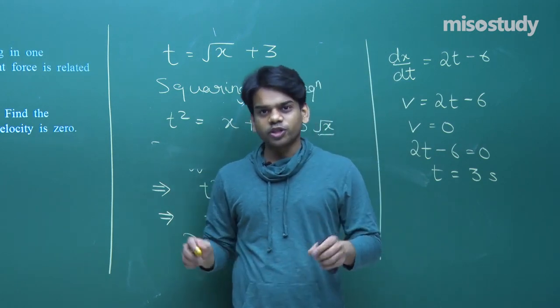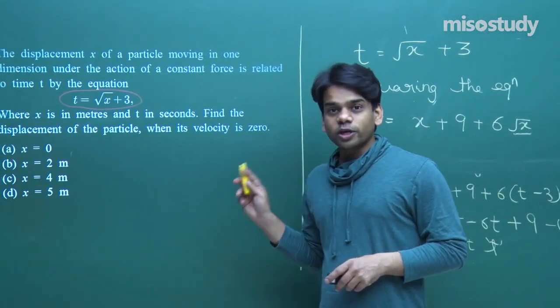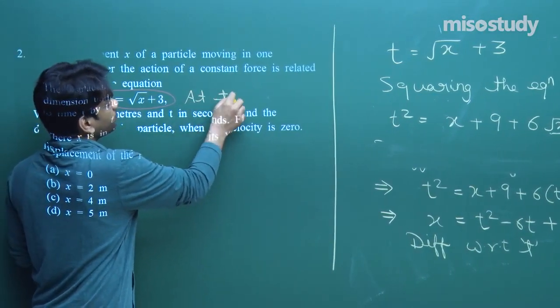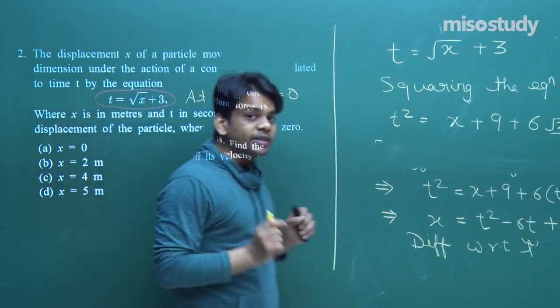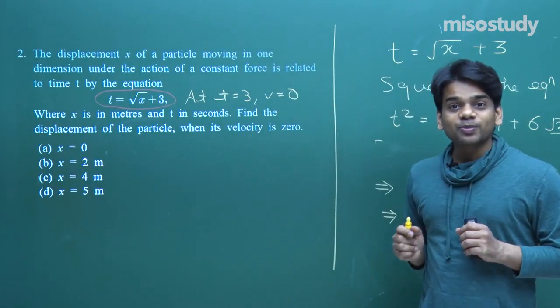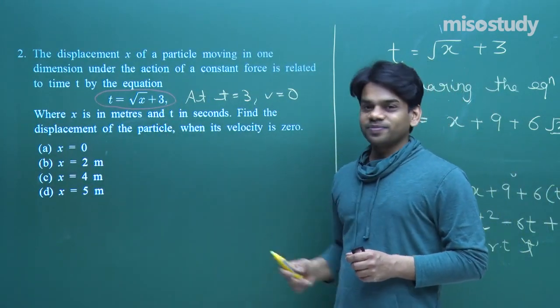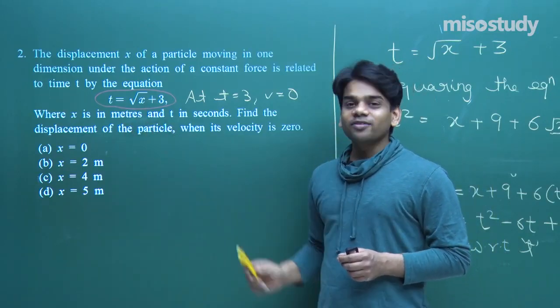In this case, I am not differentiating the term velocity and speed. So at t equals to 3 seconds, the velocity is going to be 0. So let me write down here: at t equals to 3, v is equal to 0. That means we need to find out what is the displacement in time t equals to 3 seconds. Observe this equation. If we substitute the value of t as 3 here, you can get the value of x.